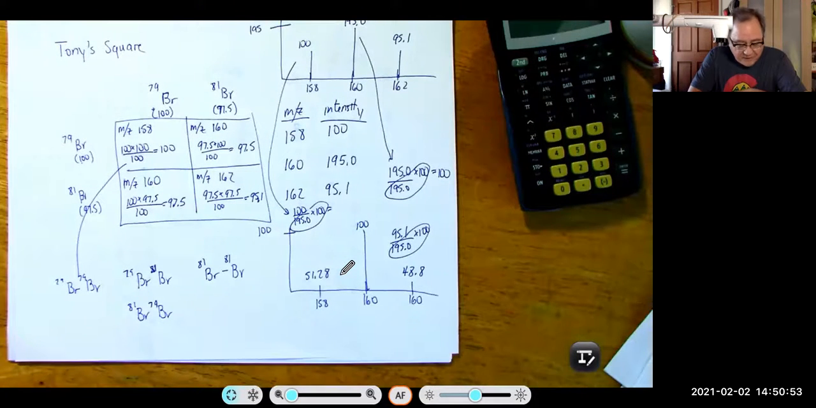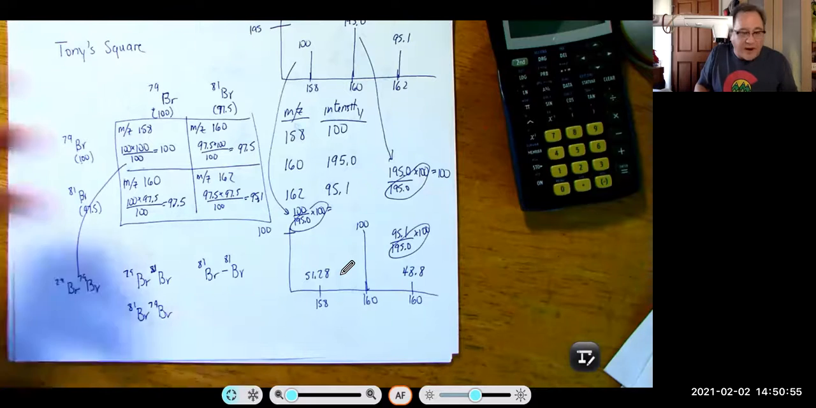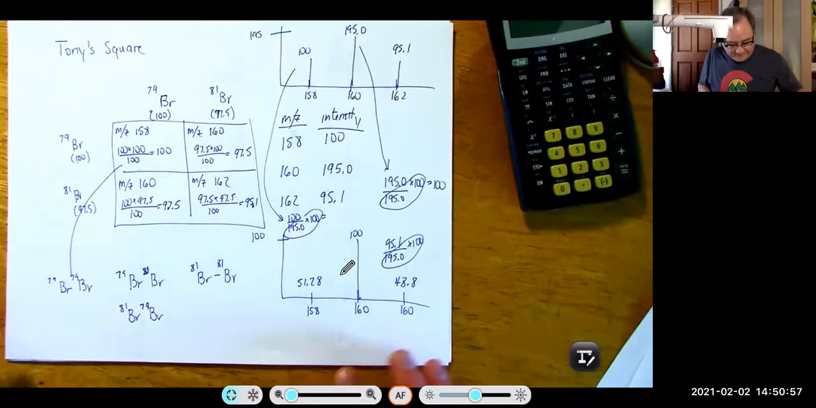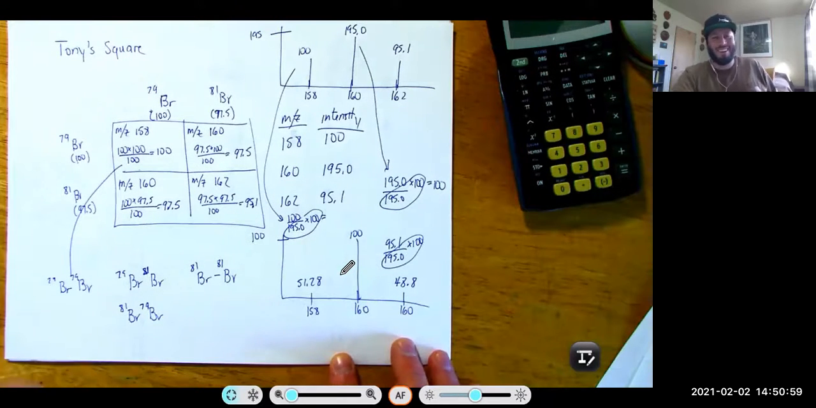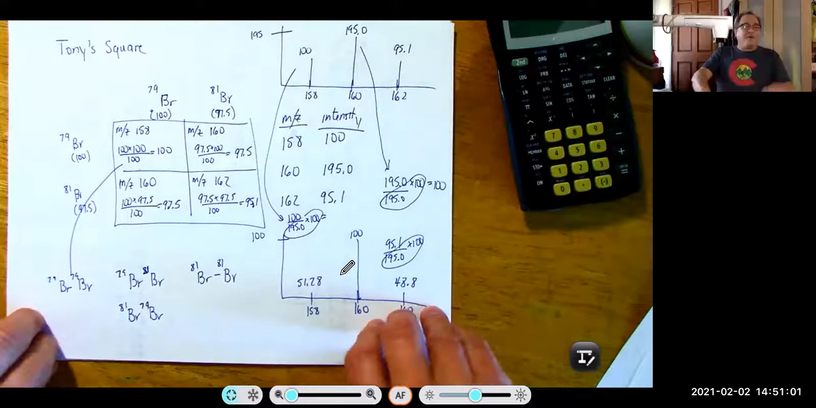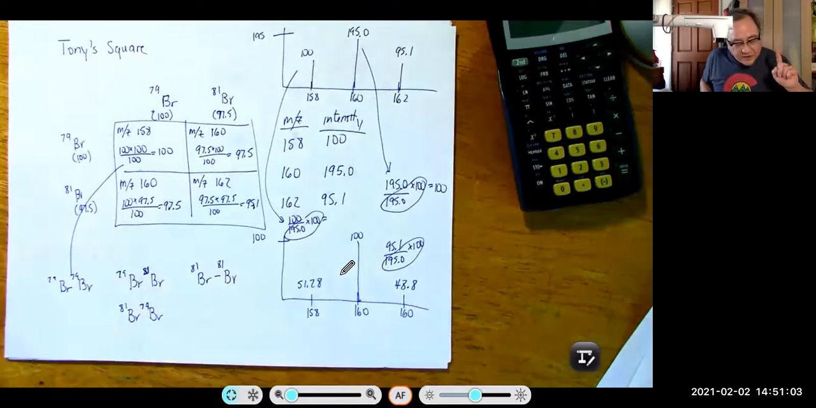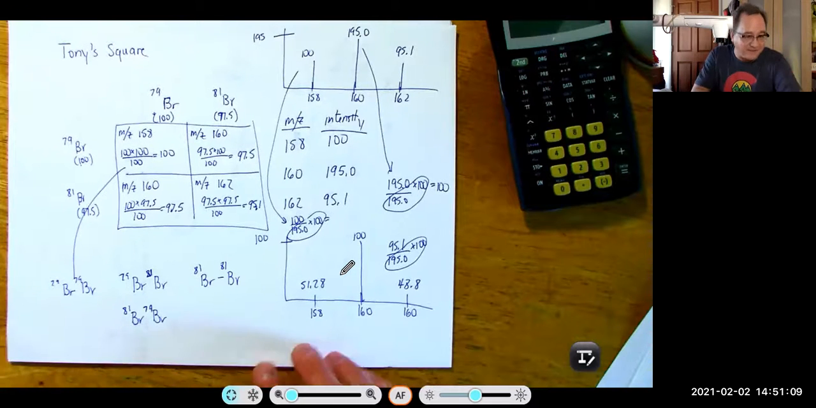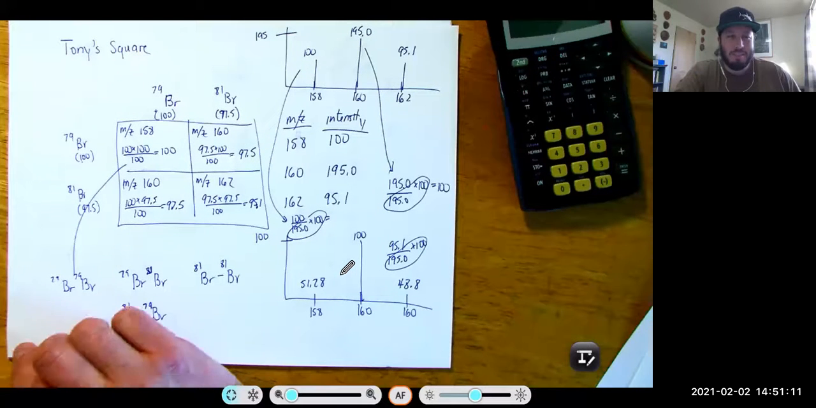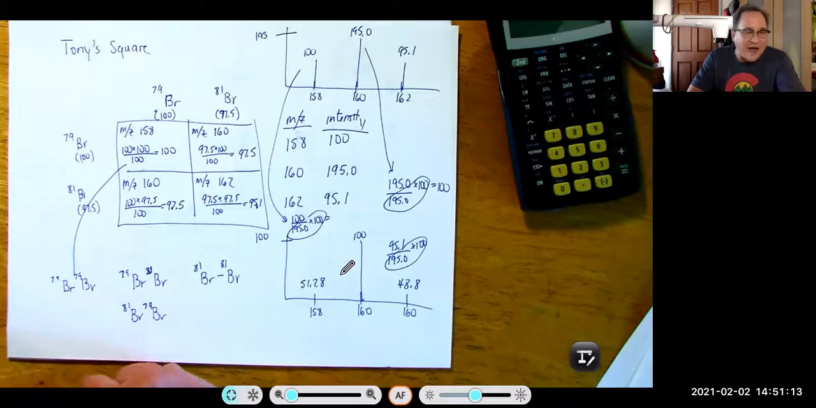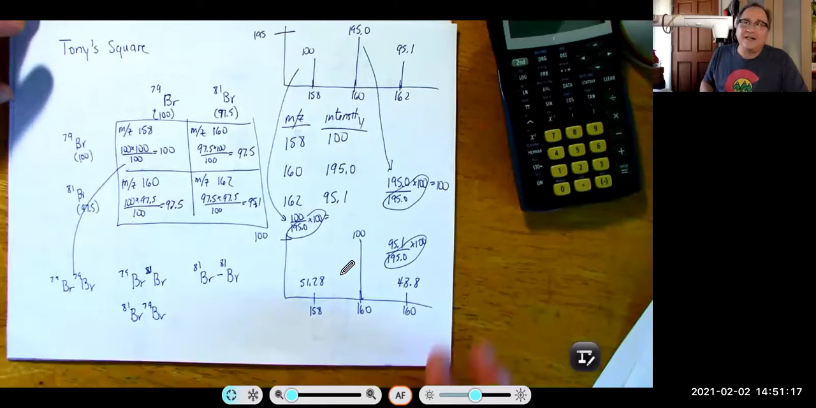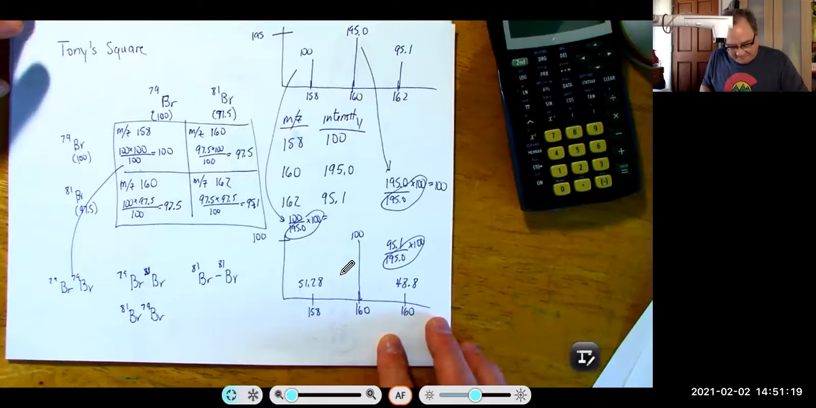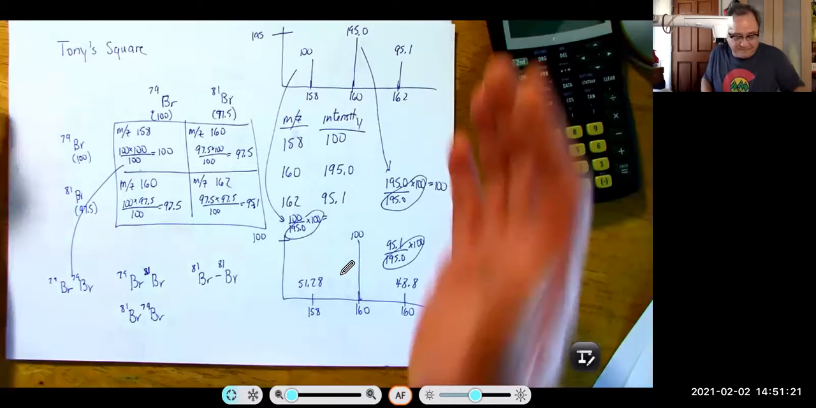Okay, so maybe instead of Tony's square, I should call this the crap square. I'd stick with Tony's square. Yeah. But what if I called it the craps table instead of Tony's square? The craps table. Tony's scraps. You don't want to call it Tony's crap. You could call it the chemistry craps table. But that's what we're doing.